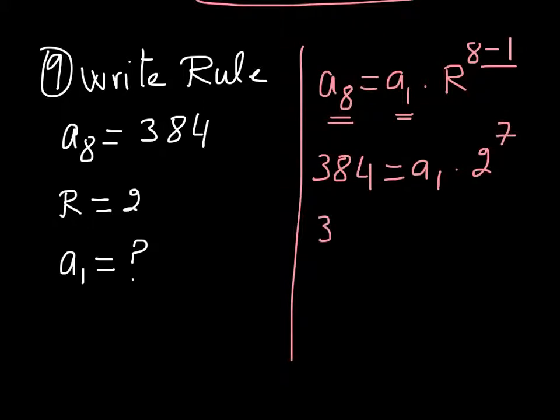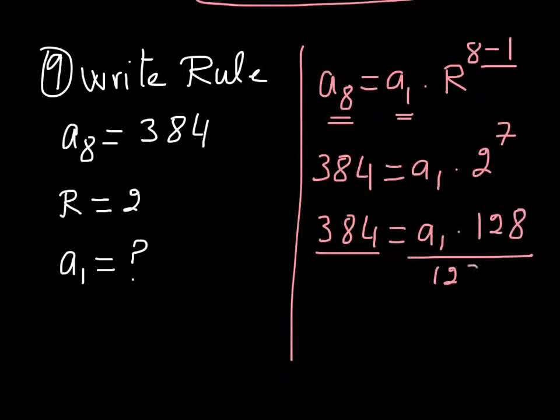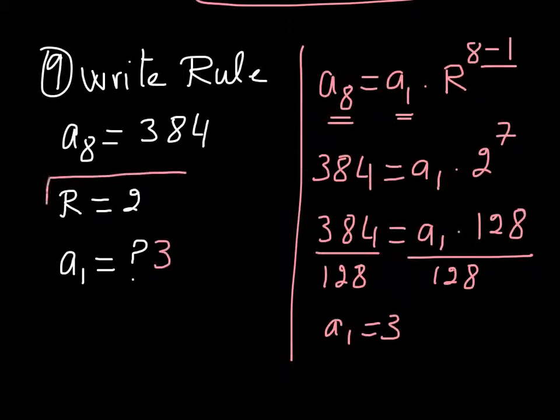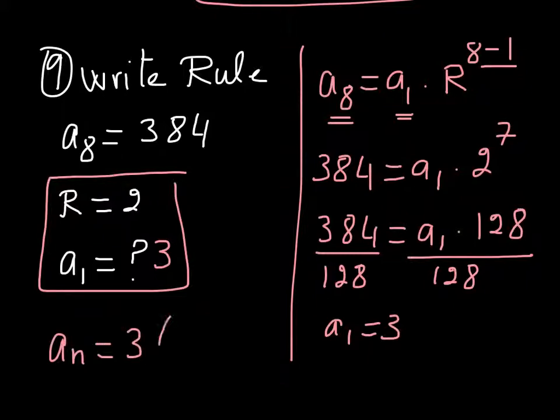So this will give us 384 equals a1 times 2 to the 7th, which is 128. And if you divide both sides by 128, you will find that a1 is equal to 3. Alright, well now we have a1. Can we write the rule if we have a1 and r, the common ratio? So the rule will be an equals 3, put the 2 in parentheses, raised to the n minus 1.